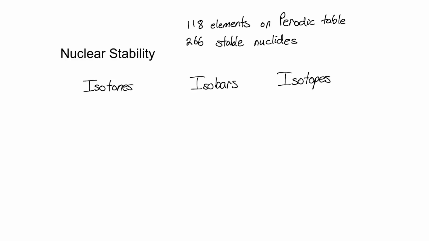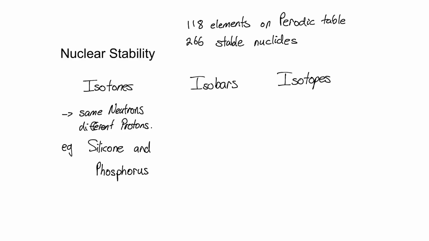Now, isotones have the same number of neutrons but different numbers of protons. An example of an isotone would be silicon and phosphorus. They have the same number of neutrons, however, they have a different number of protons.